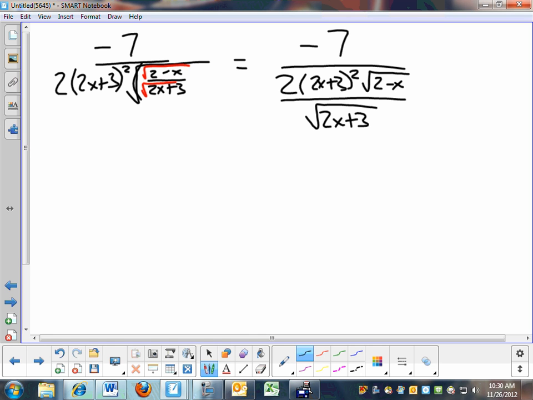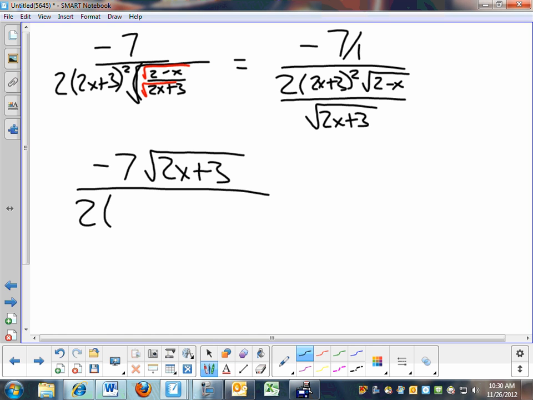Okay? So we have this, and if you write this as negative 7 over 1, I have a fraction over a fraction, right? So let's simply multiply by the reciprocal. If you multiply by the reciprocal, negative 7 square root of 2x plus 3 over 2 times (2x plus 3) squared times the square root of 2 minus x, right? We are going to simplify that, yes.